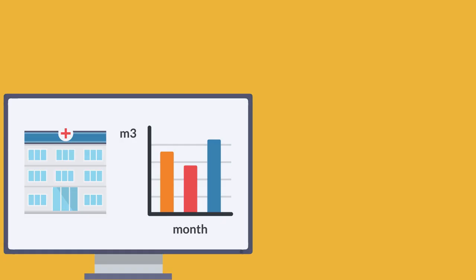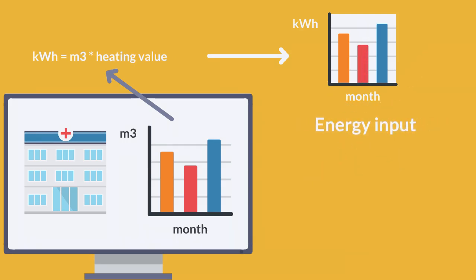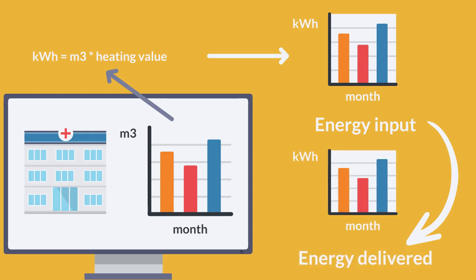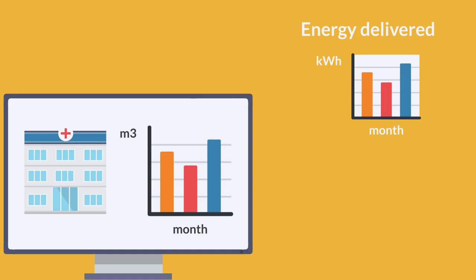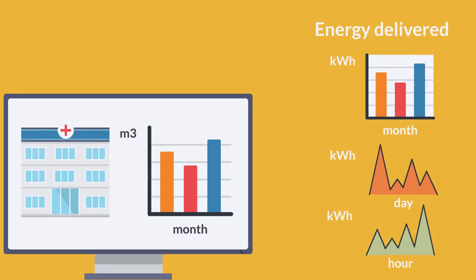For example, data of natural gas consumption is available for a public building. You need to convert the cubic meters of natural gas into energy by multiplying the gas volume by its heating value. This is the energy input. To convert this input into energy delivered and really consumed in the building, you need to multiply by the boiler efficiency, for example, 90%. If metered data for the site is available, then hourly, daily, or monthly load profiles can be constructed showing variation in load over time.